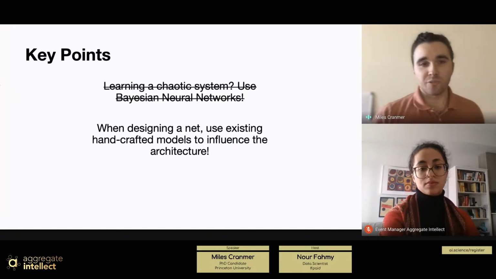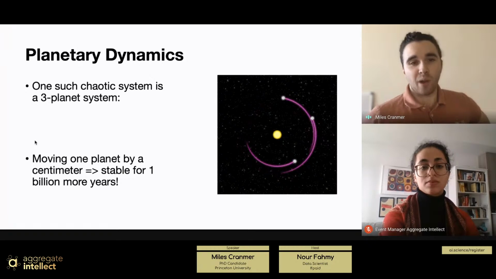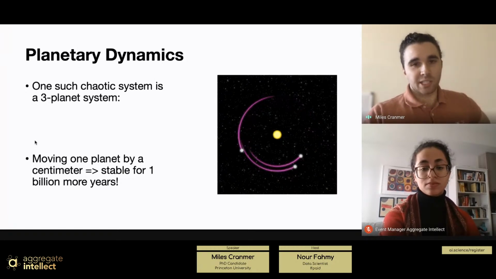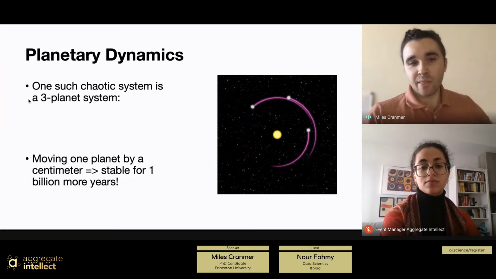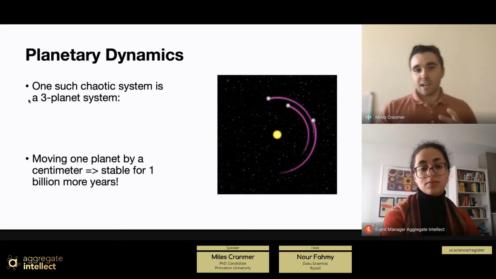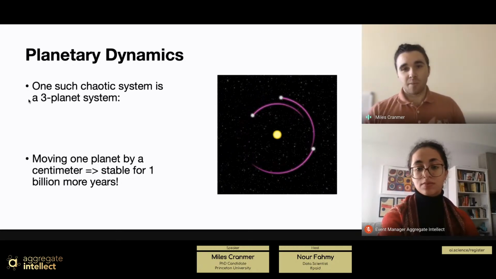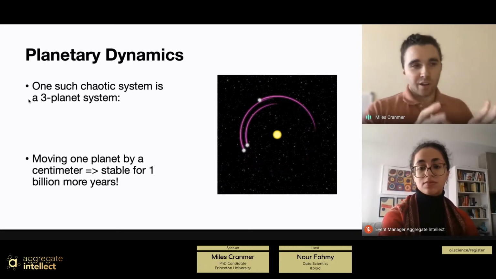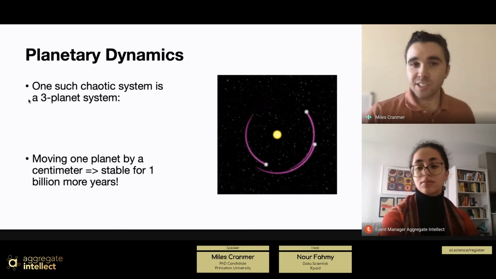So I'll talk about our research here. This is the actual problem that we worked on. I was introducing chaos and Bayesian neural networks, and this is the actual problem that we apply these ideas to. I work in deep learning applied to astrophysics, and some pure deep learning, but a lot of it is: I want to solve this problem in astrophysics using deep learning.